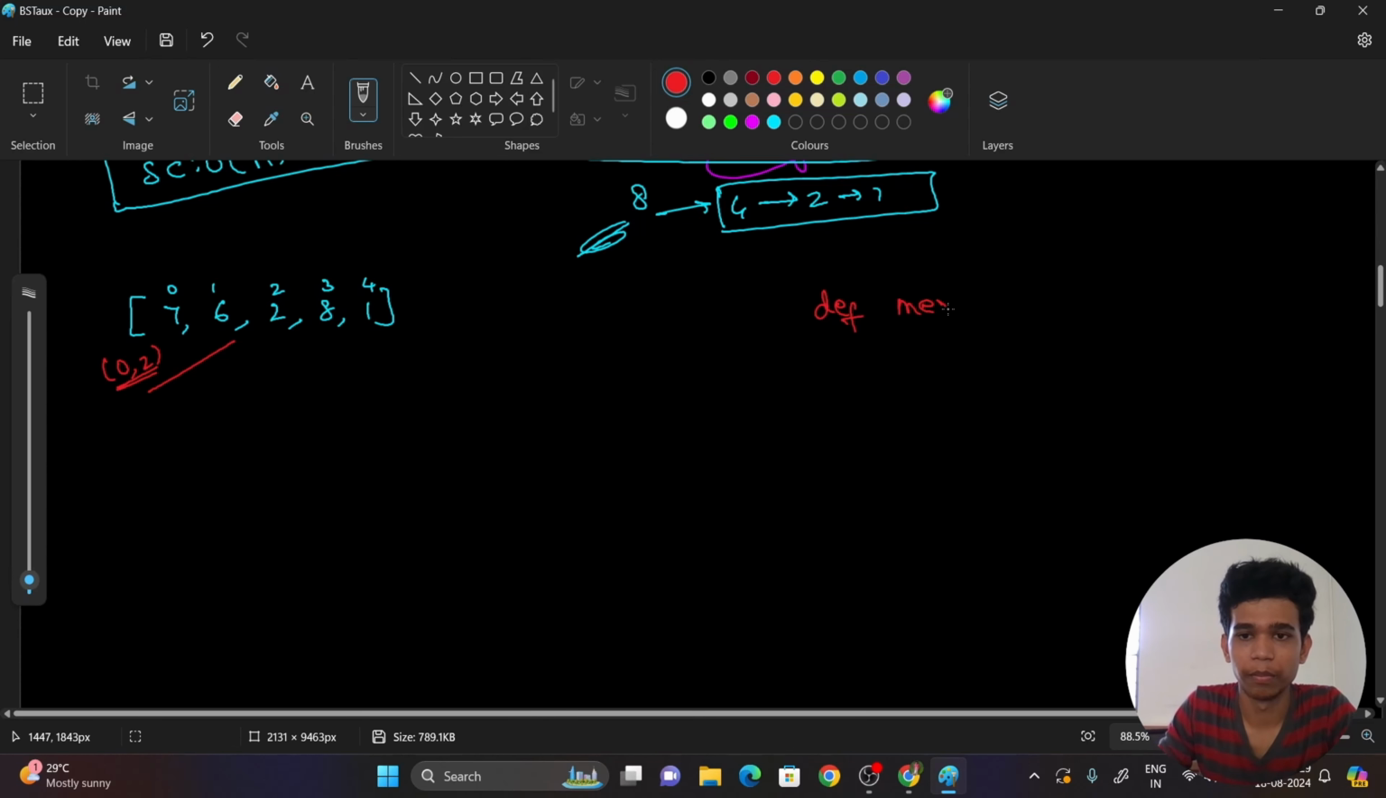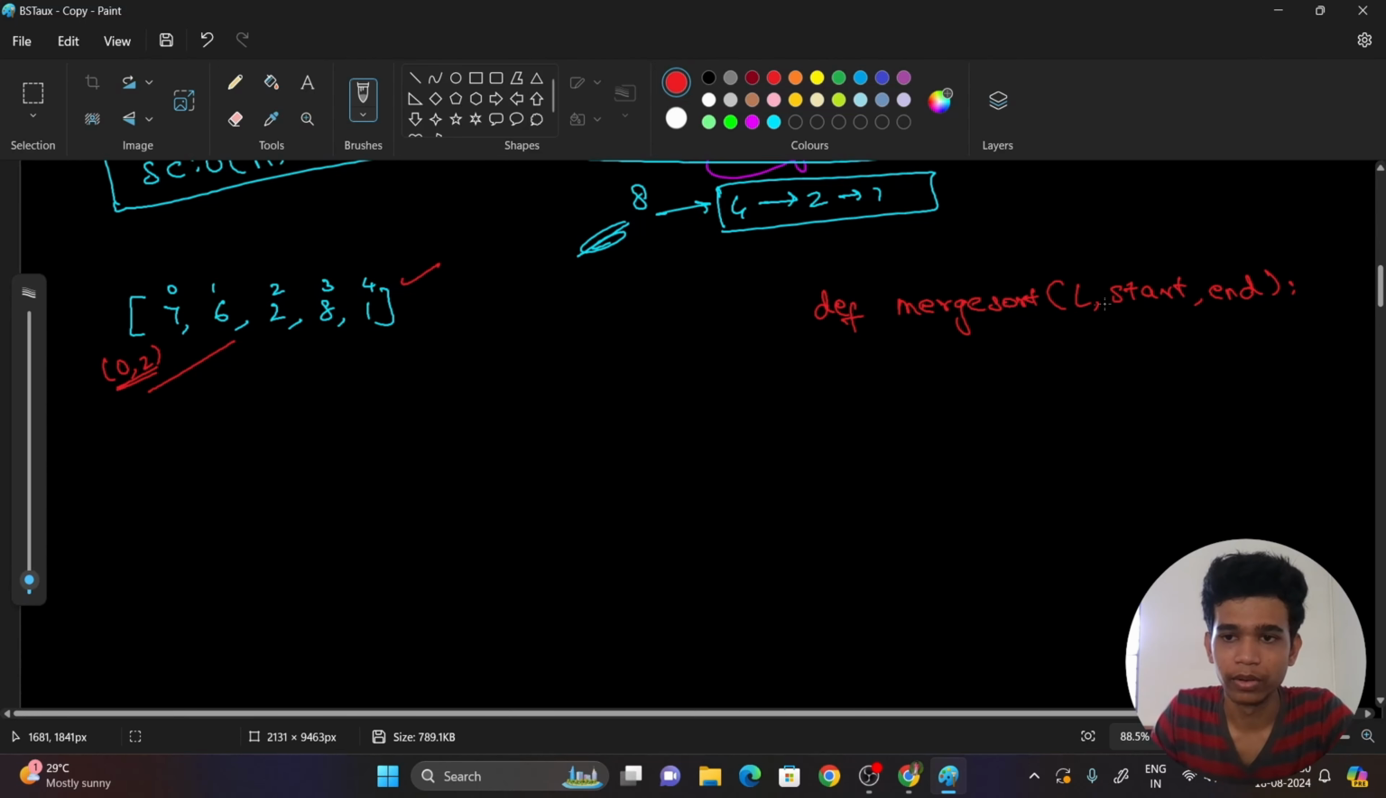Def merge sort. First of all, merge sort. What are the parameters I need? I need this array for a reference. And mainly I need what? A start and the end, right? I need a start and the end.